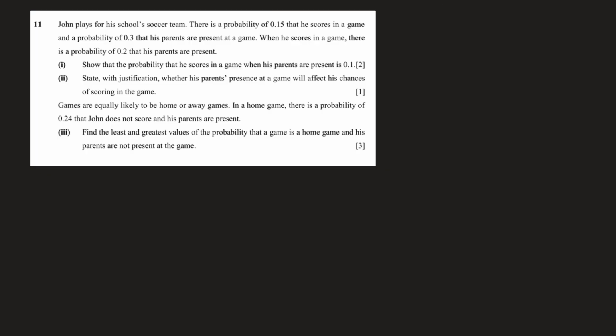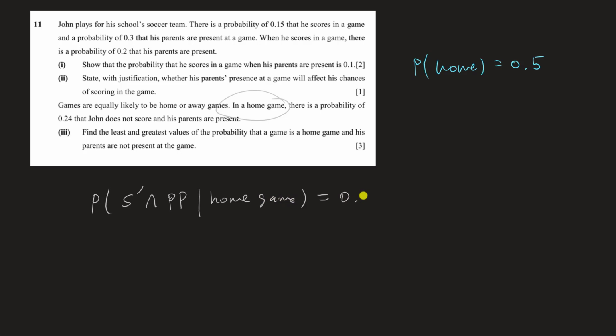The last part for this is actually a Venn diagram question. It is very straightforward, so let's take a look at this part. It says here, there is equal chance of it being a home or away game. So probability of home is 0.5 because it's either home or away and it's equal, so 1 divided by 2. In a home game, there is a probability of 0.24 that John does not score and his parents are present. So what this means is the probability that John does not score and his parents are present, given that it is in a home game, is 0.24.